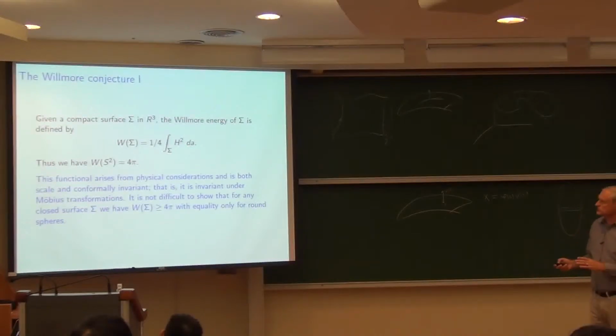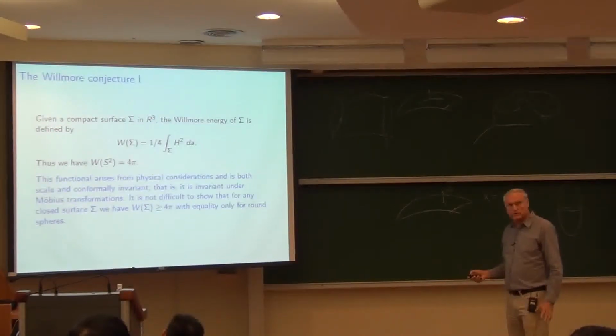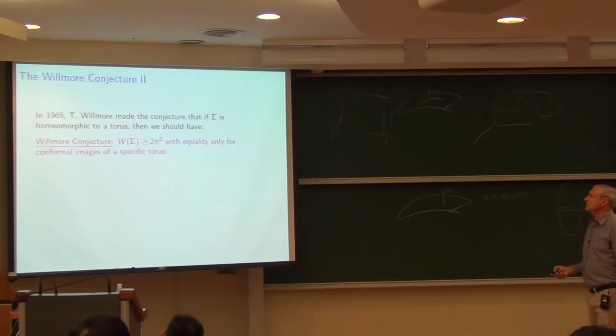The Willmore function is interesting; it arises from physical considerations. Mathematically it's interesting because it has a big invariance group. It's scale invariant, but it's also invariant under Mobius transformations, so it's conformally invariant in a strong sense. And in fact, the sphere is the smallest possible surface for the Willmore function. That's relatively easy to show and has been known for a long time.